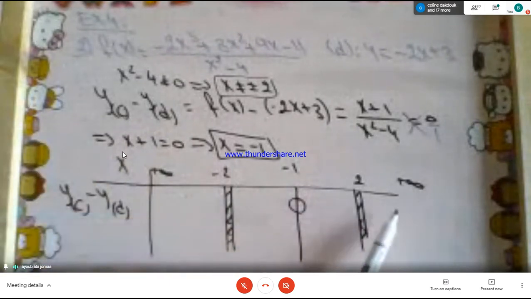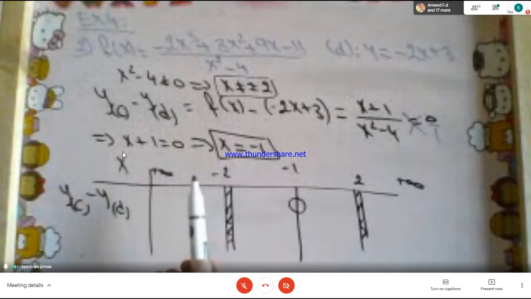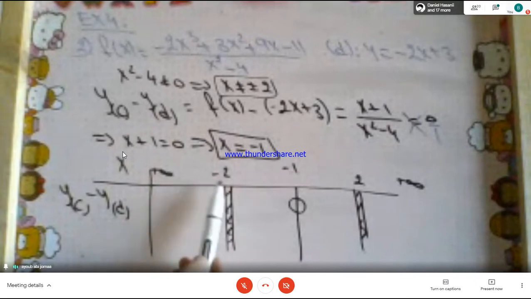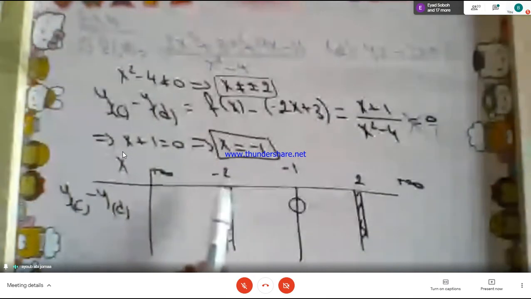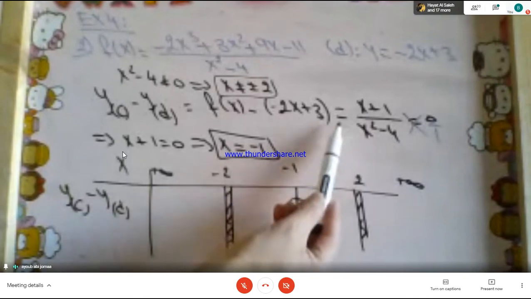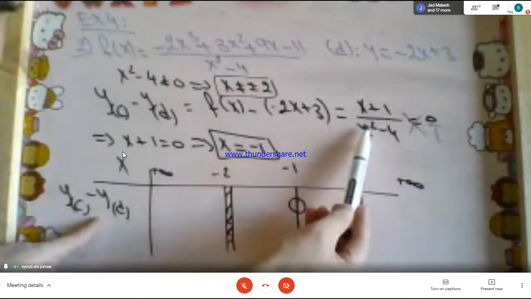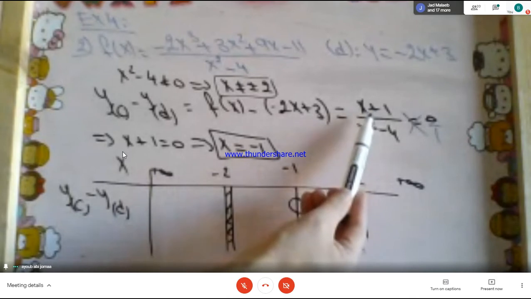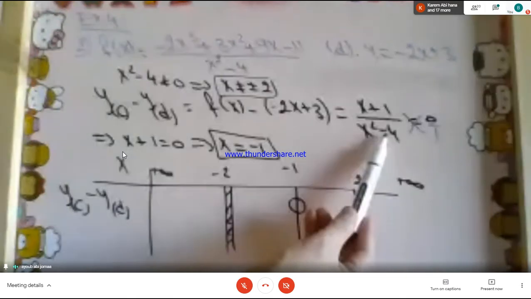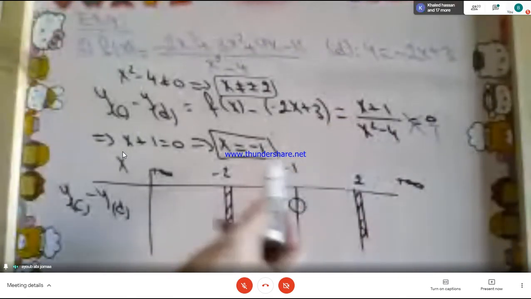Now, for the signs here, positive, negative, and so on, choose values of x. Let's say x equal to negative 3. If you choose x to be negative 3 here, any value, not close to negative 2, if you choose a number close to negative 2, it's also correct. But you may choose negative 3, negative 4, any number, and replace here in yc minus yd. Replace x by negative 3. Negative 3 plus 1, negative 2. Negative 3 squared 9, minus 4, 5. Negative 2 over 5, the answer is negative.